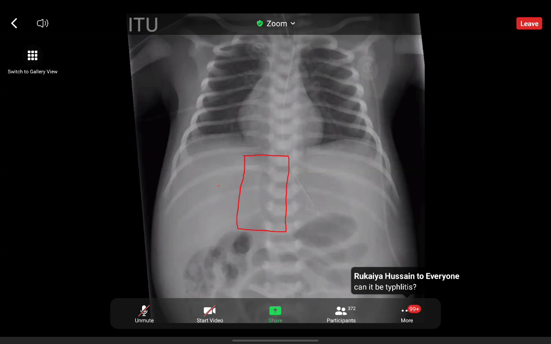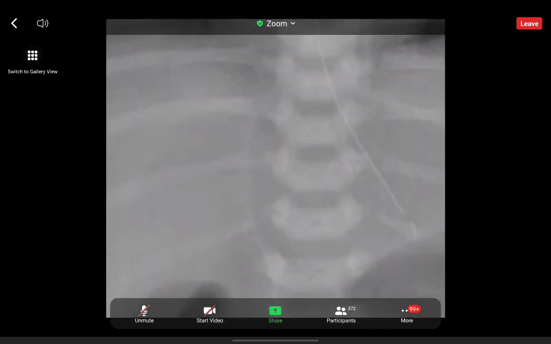Could it be typhlitis? I think it's unlikely to be typhlitis unless you have a child that's on chemotherapy and has known risk factors for typhlitis. In a neonate, pneumatosis is much more likely to represent necrotizing enterocolitis. Let me go to the next slide and zoom that up for you.